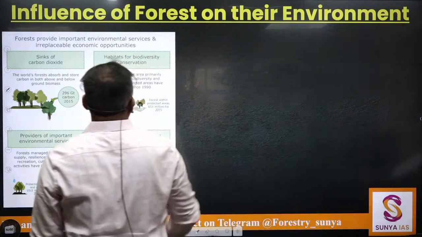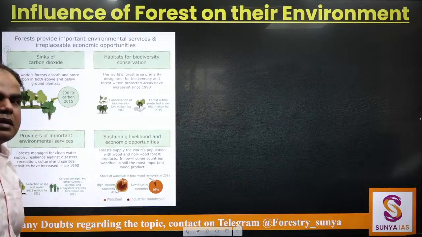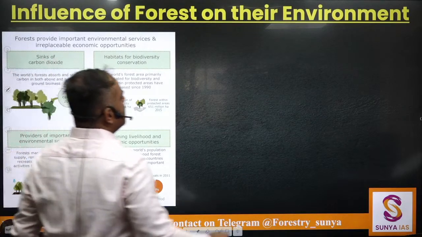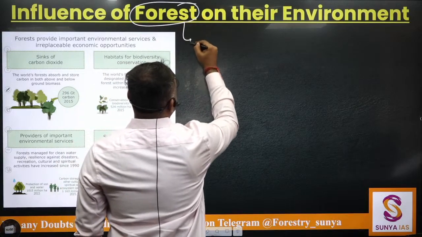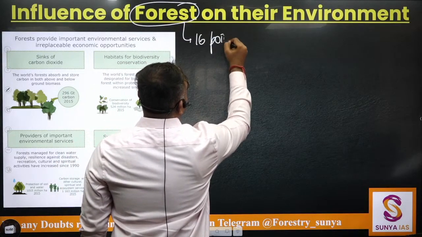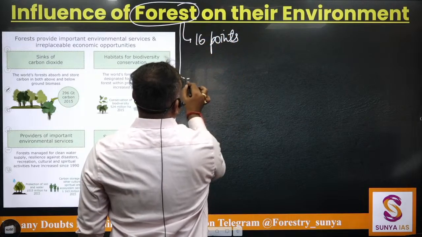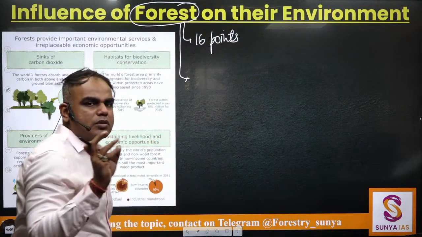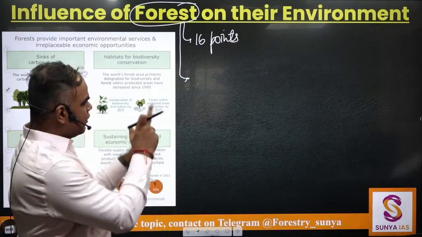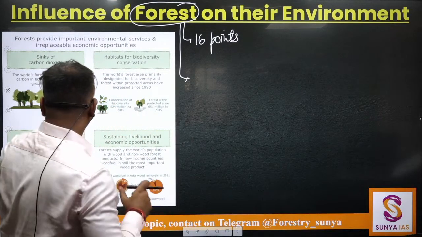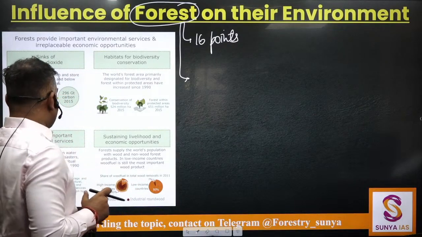Now this part, how the forest influences their environment. We've already covered the ecosystem services provided by forests. We've seen more than 16 points. You can use that also, right? Today you also got certain ideas on how they influence air temperature and soil temperature. For air and soil temperature, I'll still make you write down, so you can even mention that.